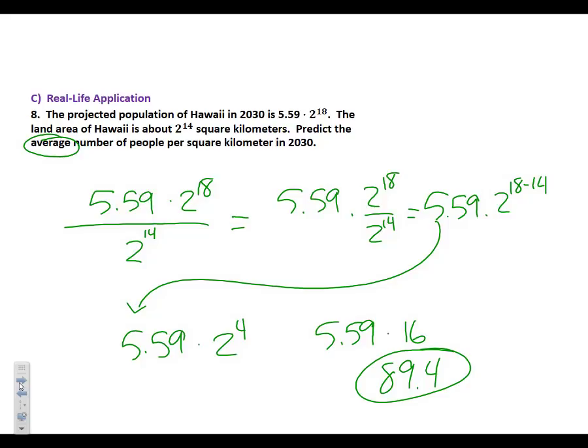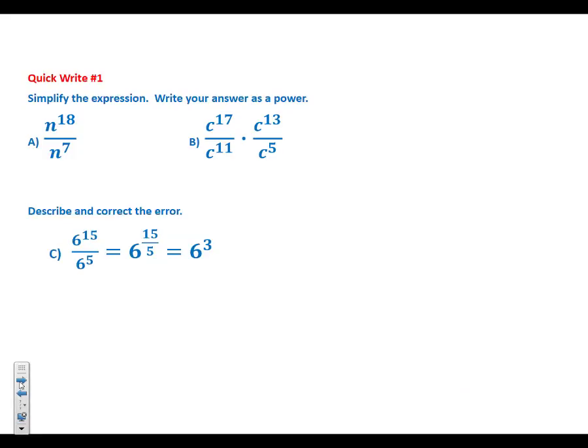All right, so now let's look at our quick write. And of course, I put this in your notes this time because our lesson's not very long. So it's right there in your notes. You can just complete it right in there. You don't have to look at it.